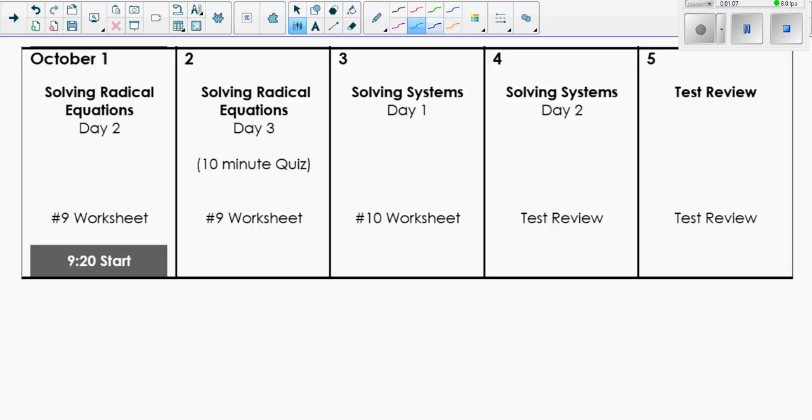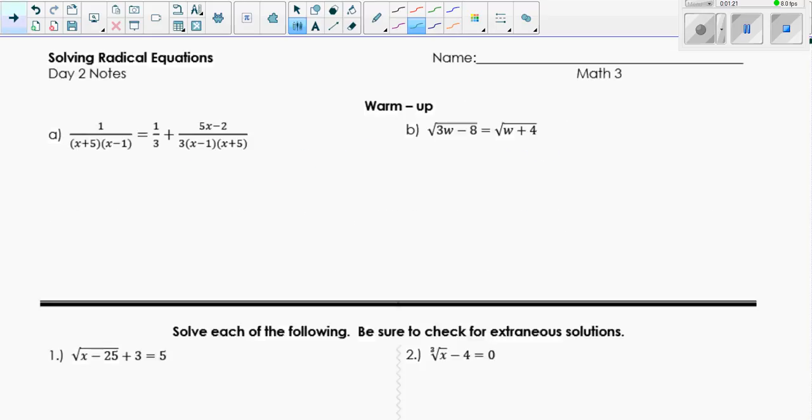I have on the calendar that there's a 10-minute quiz on this day. It's not going to be tomorrow. It's not going to be on Tuesday. It's probably going to be on Thursday, but I will let you know for sure on Wednesday. It's going to be short. It'll be like 2 questions. Okay? All right.